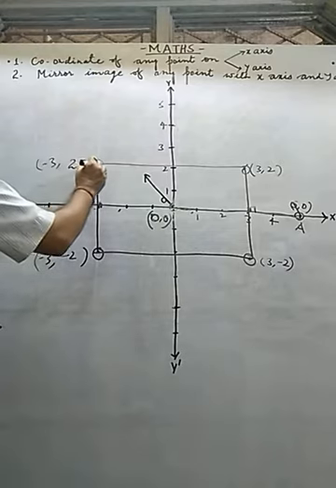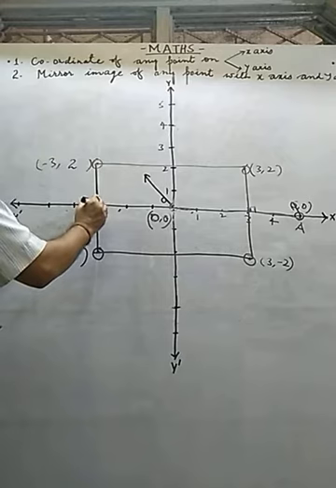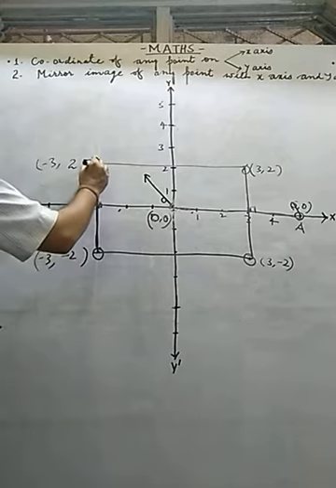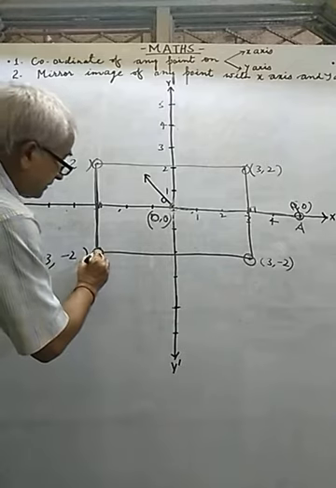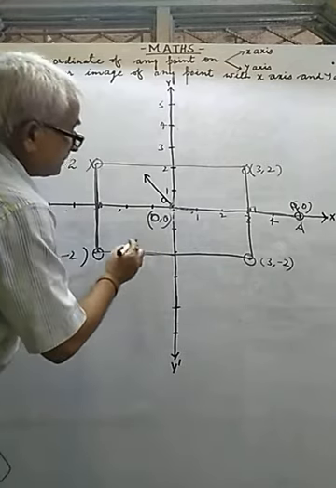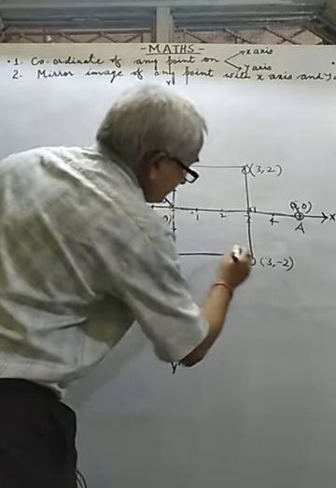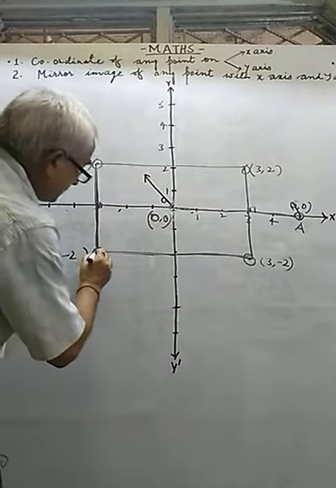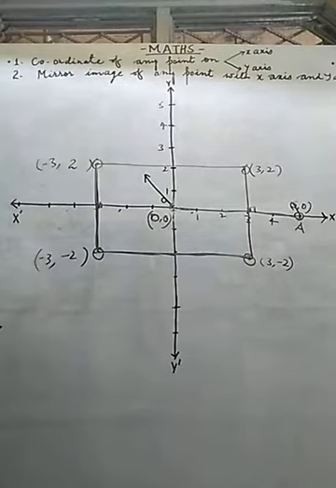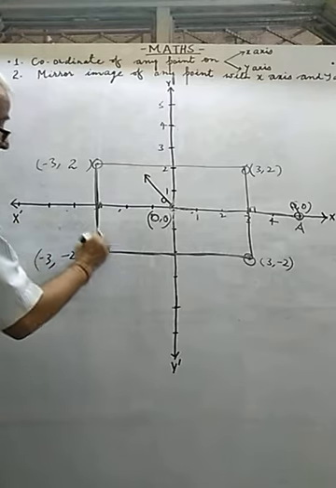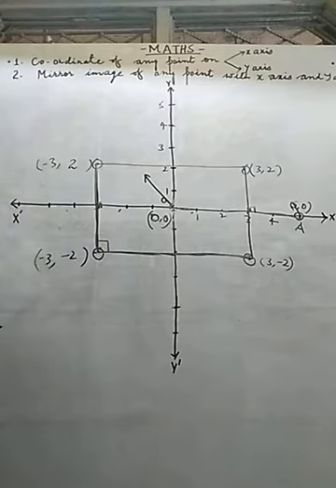because the distance from here to there is 2 units, here to here is 2, so the total distance is 4 units. This one is 3 units, this one is 3 units, so the total is 6 units. Now observe, if this type of figure is there, the angle formed will be 90 degrees. Any quadrilateral with one angle of 90 degrees, definitely that quadrilateral will be what?